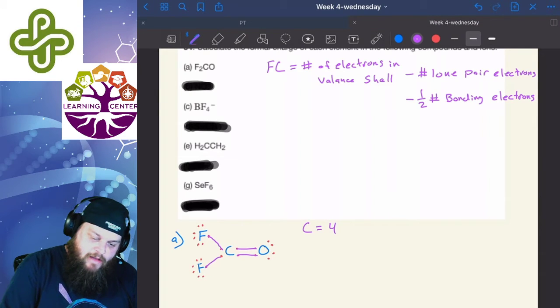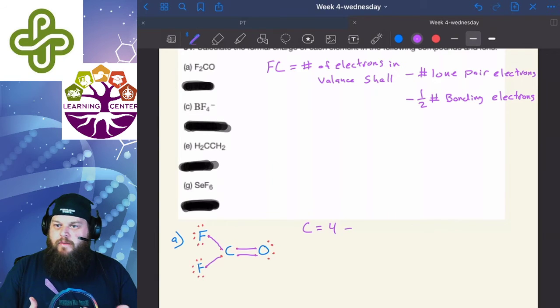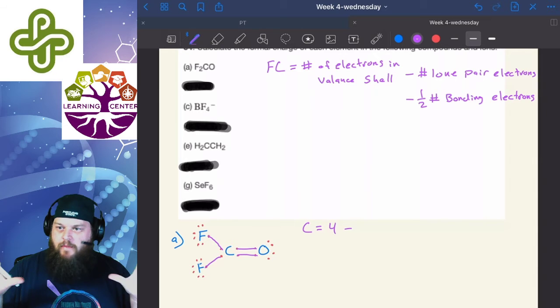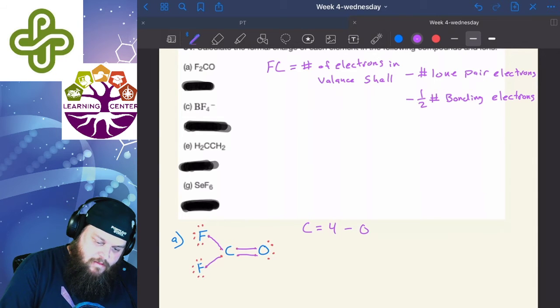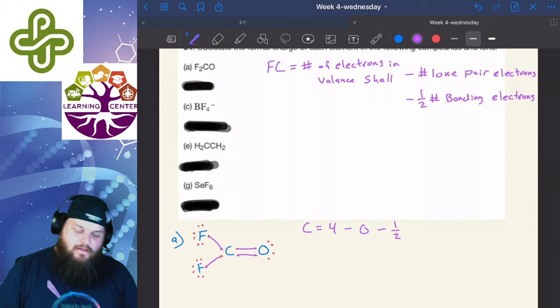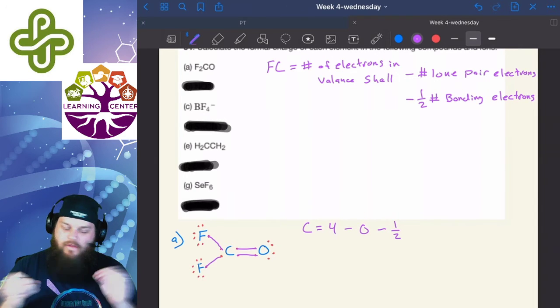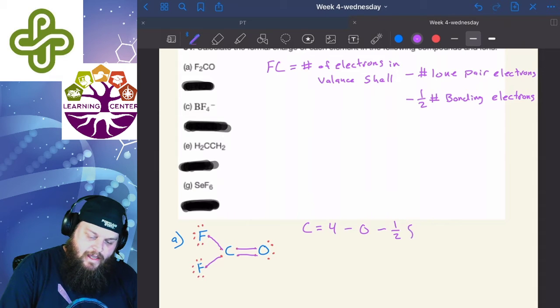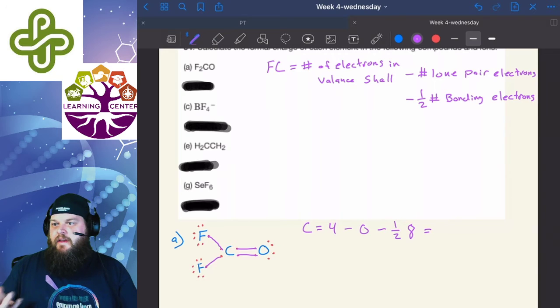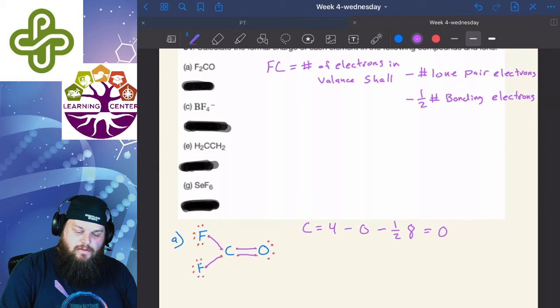We can subtract from that the number of lone pairs it has. Well, it doesn't have any lone pairs. All of its electrons are tied up in bonds. So that would be a 0. We can subtract from that half of the bonding electrons. So it has 4 bonds. Each of those bonds contain 2 electrons that it's sharing with its neighboring atoms. So that's 8 electrons. Okay, so 4 minus 0 minus half of 8. Half of 8 is 4. 4 minus 4 is 0.